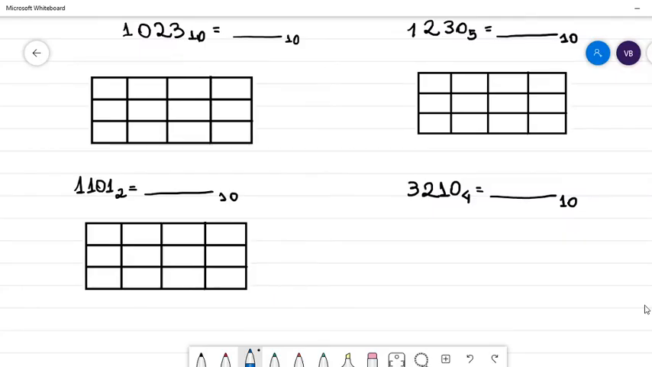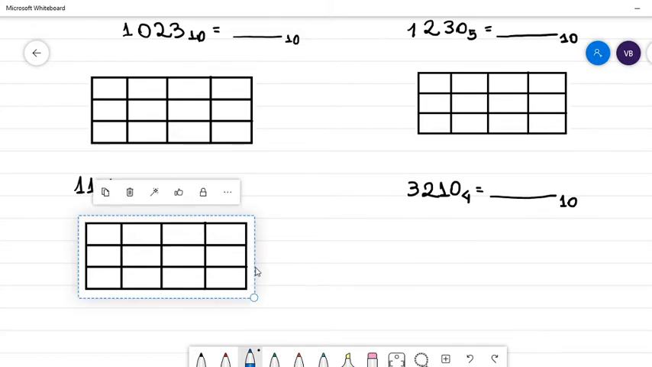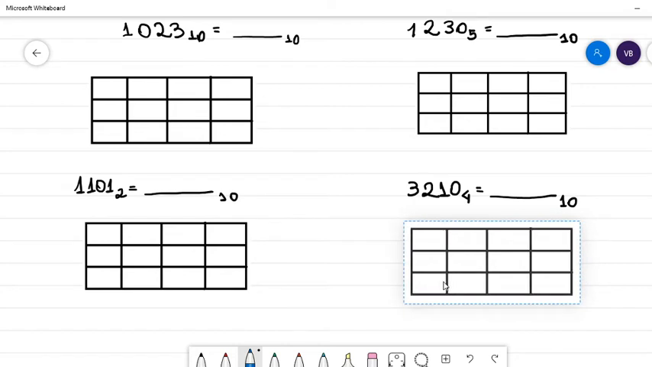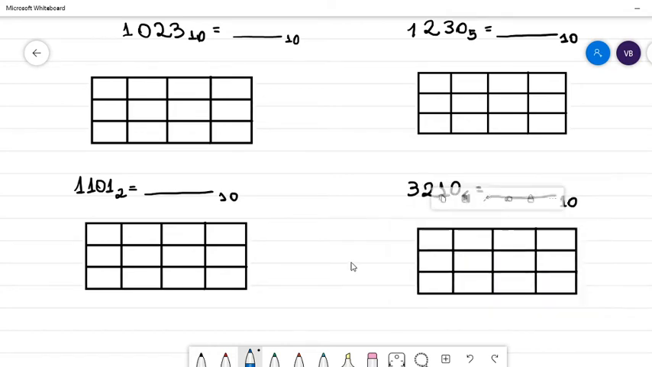Good afternoon. In this video, we are going to see how to move from any base to base 10. Before we start, we are going to start with base 10.